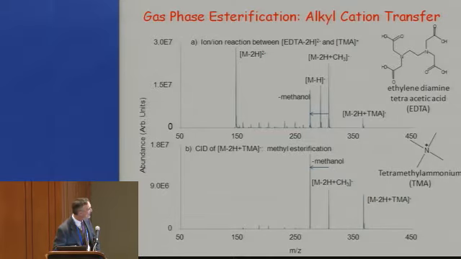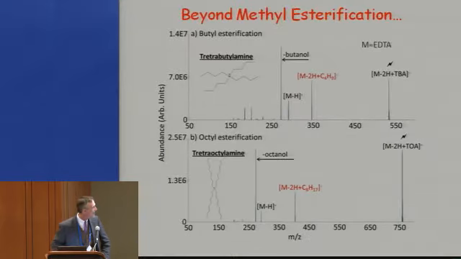If you activate the adduct, you get what looks like an M+14, but you've actually transferred a methyl cation over to one of the carboxylate groups. And then if you activate that, it loses methanol, which is a signature that you've methyl esterified that molecule. So that's a new kind of ion transfer reaction for us. We were interested in how that might work with peptides and phosphopeptides. I should just mention, to convince you that this is really what we're seeing, here's tetrabutylamine. Now you'll butyl esterify the ion.